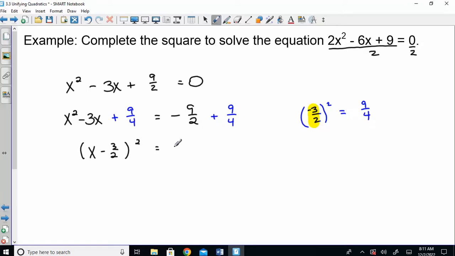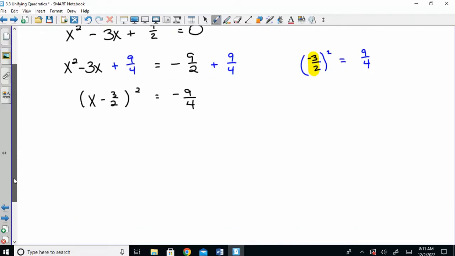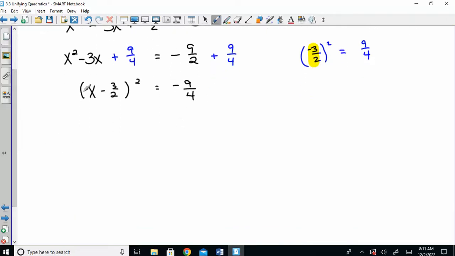Negative 9 over 2 plus 9 over 4. 18 over 4 is 1 half. Negative. It would be negative, because that'd be like negative 18 over 4 plus 9 over 4, so negative 9 over 4. I don't know why I thought it was 1 half. I said 18. Oh, I thought she said 18 over 14. I probably did.